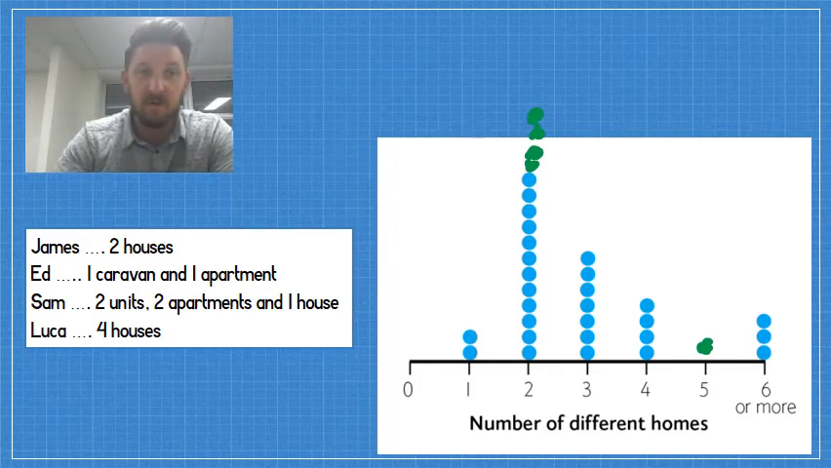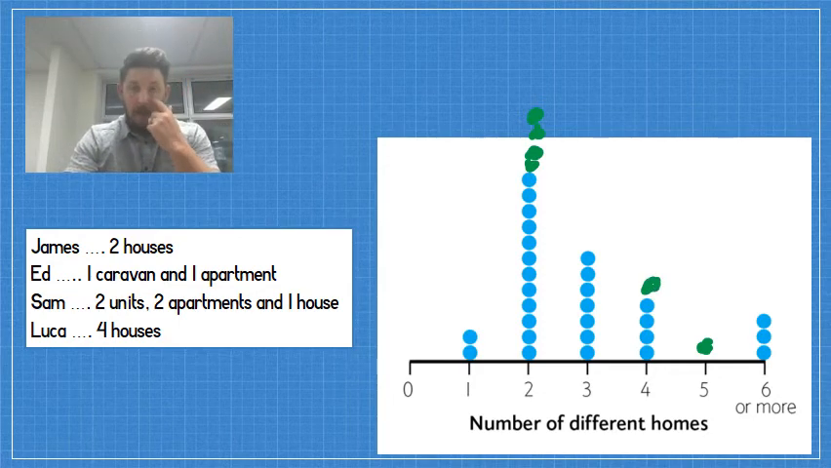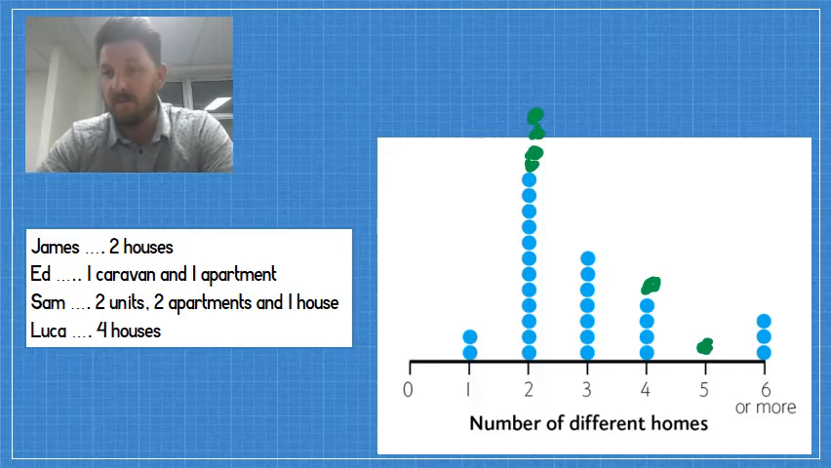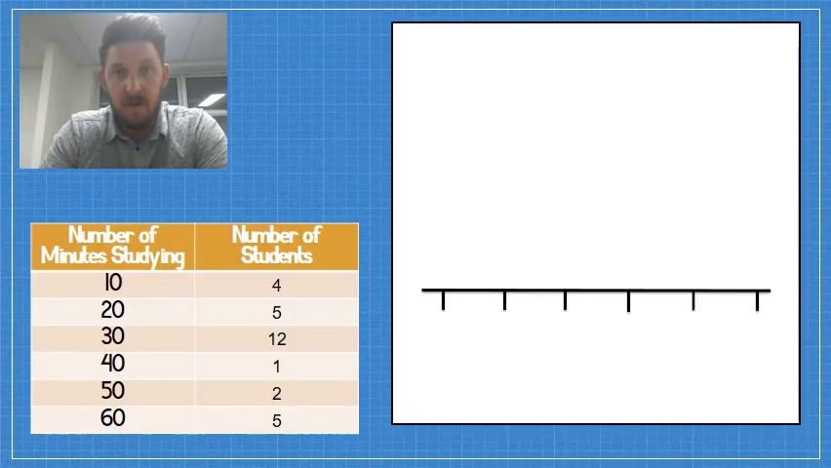And the last one was Luca, and Luca said, I've lived in 4 different houses, sir. So he added a dot right here. Now that changes my data. I can then see that there has been 2 people who have lived in 1 house. There is now 16 people who have lived in 2. There is now 7 people who have lived in 3, 5 that lived in 4, 1 that has lived in 5, and 3 that lived in 6.